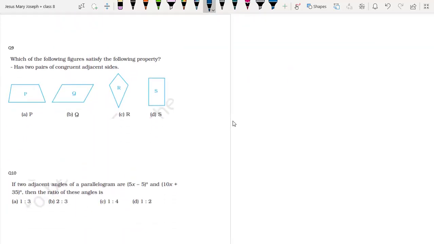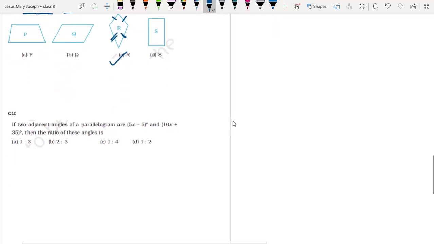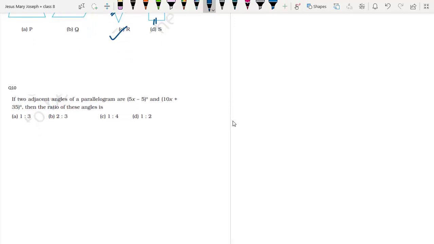Then question number 9. Which of the following satisfy the property that has two pairs of congruent adjacent sides? Sides which are adjacent should be equal, and only two pairs. So we have this kite, and this adjacent pair is equal, and this second adjacent pair is also equal. So this is the correct answer. In this parallelogram, opposite sides are equal, not adjacent. In this also, opposite sides are equal, not adjacent. Therefore C is the correct answer.